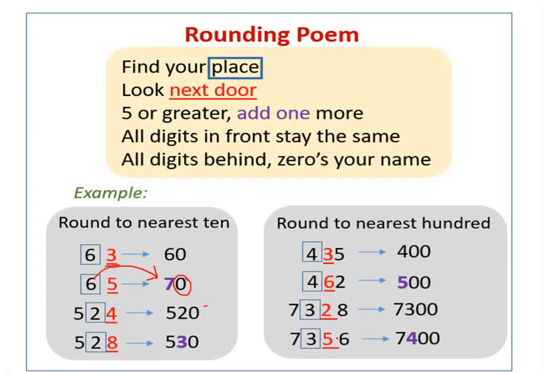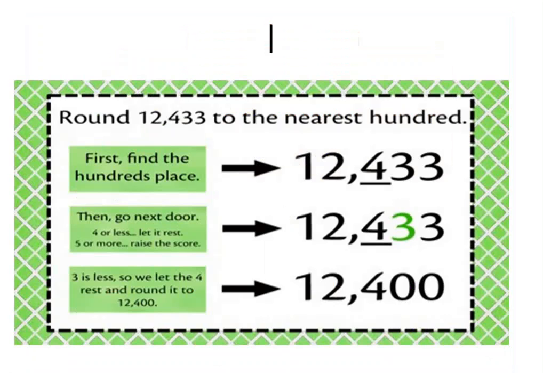So 7,356 will be 7,400. I rounded it to the nearest hundred, and it's very important to notice that. So as you can notice here, let's repeat the steps again. If you didn't understand in that slide, Inshallah, you will understand it here.